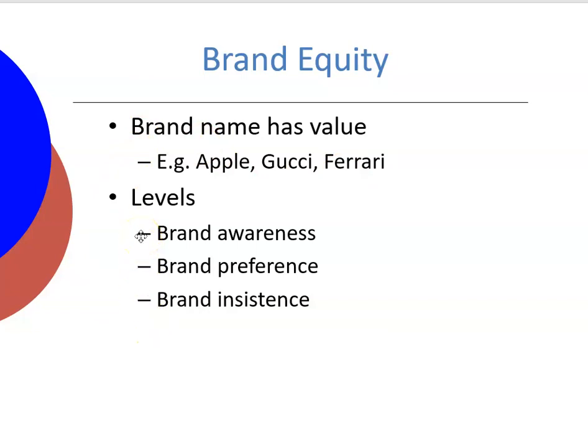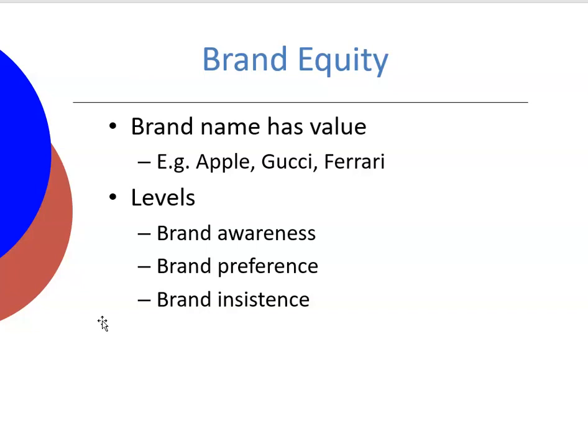Brand awareness is, yeah, I've heard of that. I've heard of Ford. I know about Nissan. I know about GM and Chevy. You know them. Many people have a brand preference. I prefer Coke, but if I can't get it, I'll do Pepsi. And then there's a level called brand insistence. This is where I want this product and only this product.